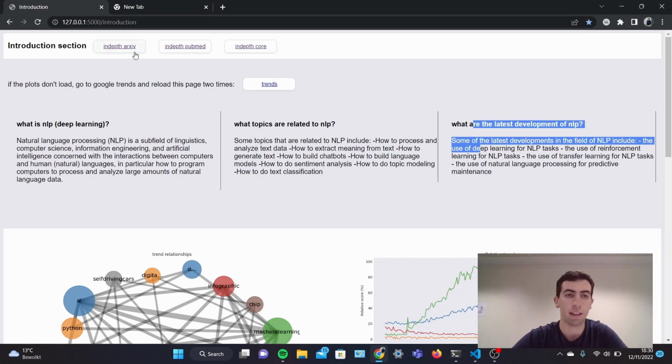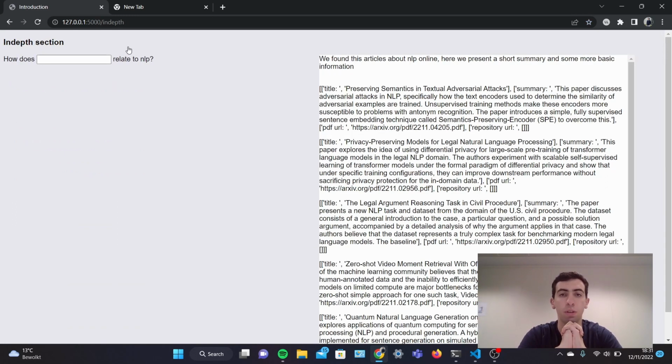And then I also have an in-depth section in which academic articles are scraped. Academic abstracts actually are scraped, the most relevant ones, and are summarized, and the information is extracted and given to the user as an output. Now we have to wait for a second because again it has to scrape information from the internet.